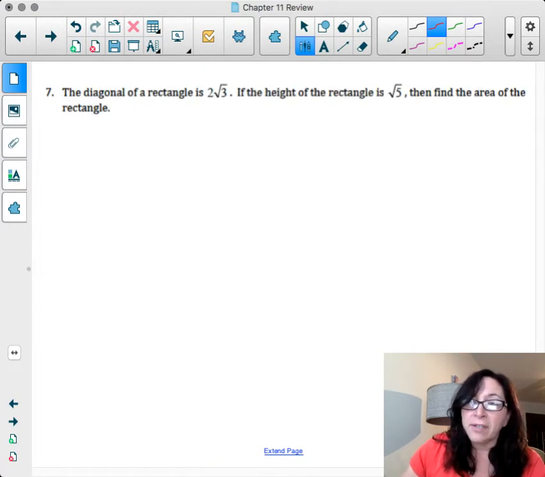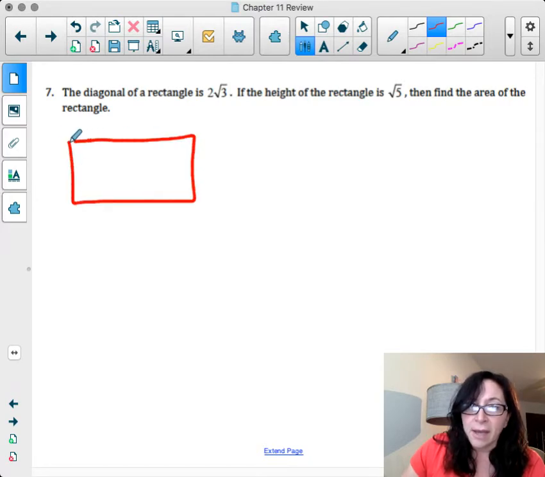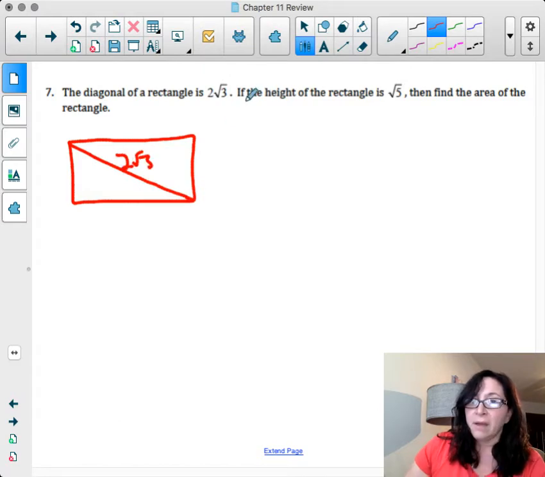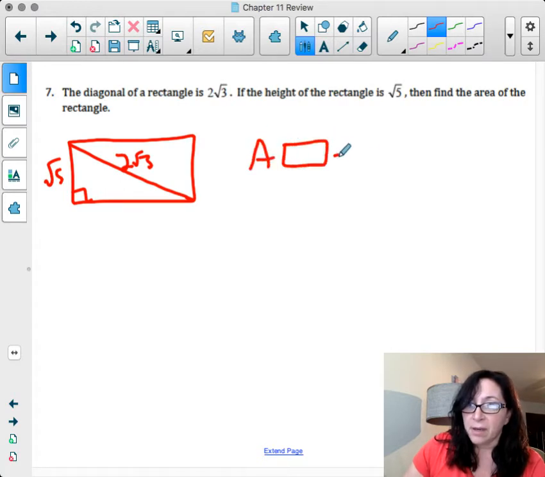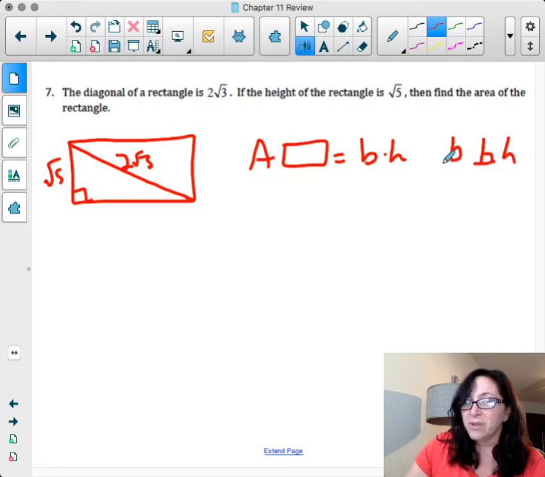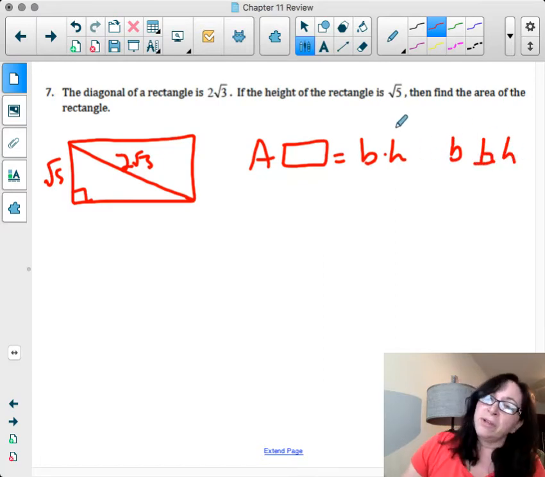The diagonal of a rectangle is 2 root 3. So here's the rectangle. So my diagonal being 2 root 3. So here's that, 2 root 3. The height is root 5. So there's root 5. Find the area of the rectangle. Well, area of a rectangle is just base times height. We already know that the base and the height are perpendicular, so you don't really have to say that like you would with a triangle.